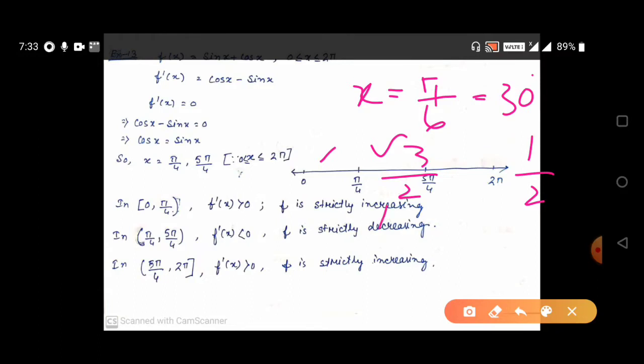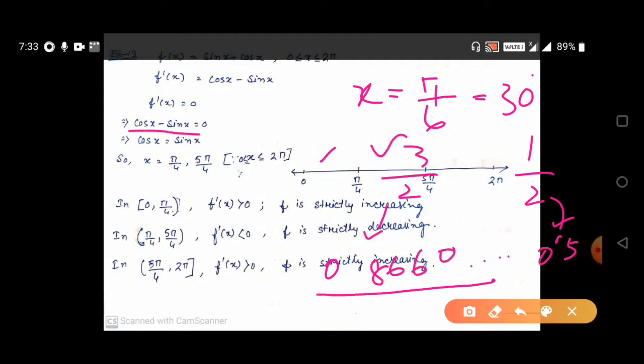Now √3/2 is approximately 0.8660 and half is 0.5. Now if we find cos x minus sin x, then this value minus this value will be greater than 0. That is why in this interval f'(x) is greater than 0, so f is strictly increasing. Since it is strictly increasing, here we have used the open interval and here we have used only greater than, not greater than or equal to.